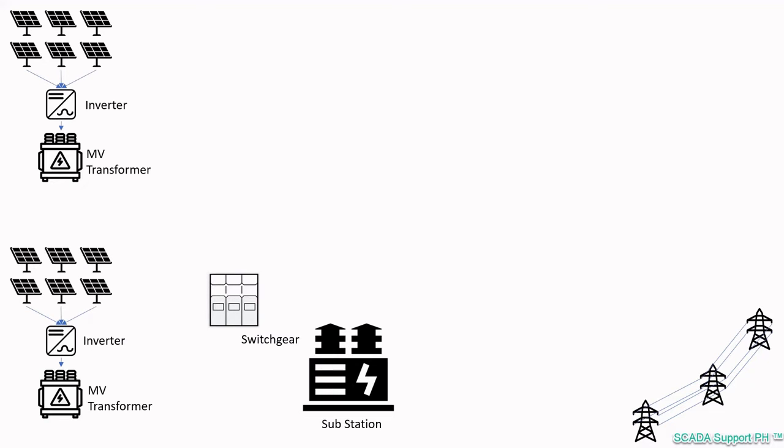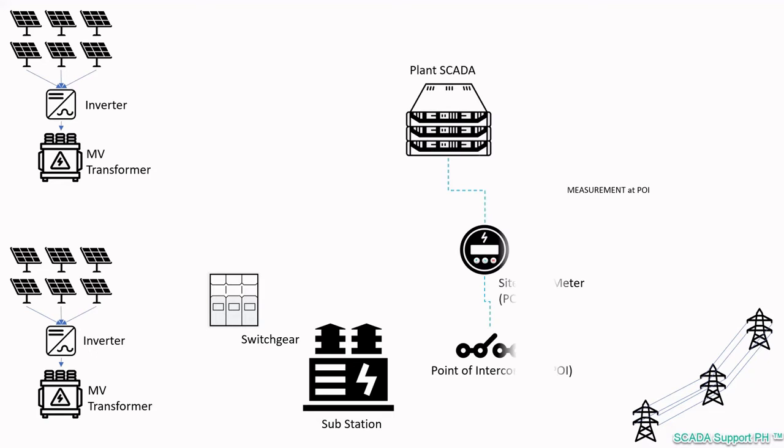Let's look closely at a solar PV power plant in which a PPC is installed. Here is your typical power plant, where you have your solar arrays, inverters, medium voltage transformers, switchgear, and your substation. For data collection, we have your SCADA system and a site-level revenue grade meter that is connected to the POI, or point of interconnect.